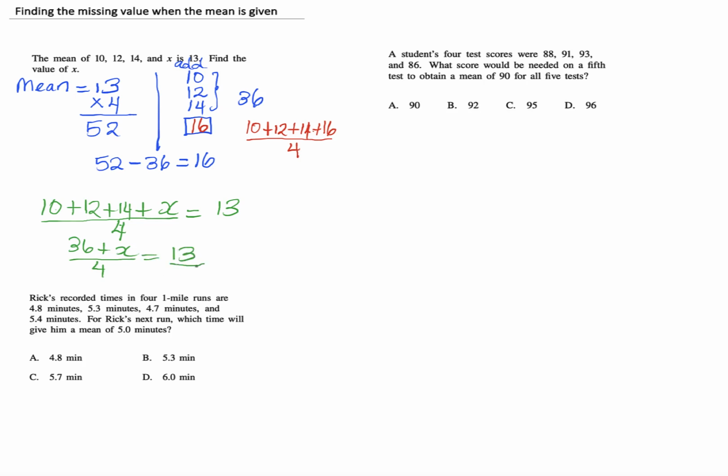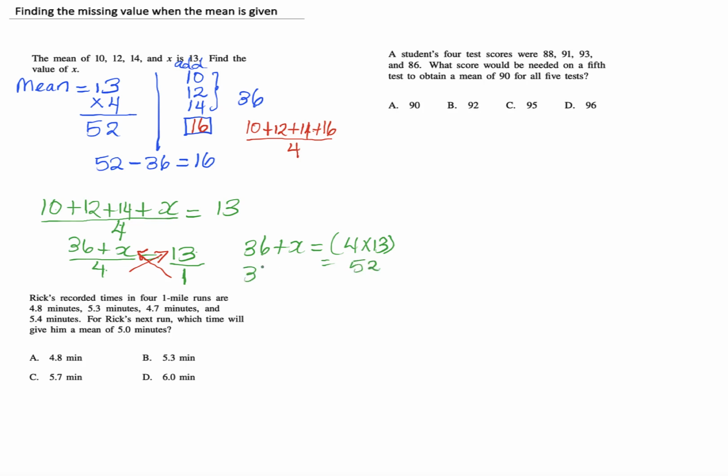Now I'm going to put the 13 over 1, and if you ever watched any of my proportion videos, you would know that when you have two ratios equaling each other, you can cross multiply. So we're going to cross multiply. 1 times 36 plus x will still give us 36 plus x. Now when you multiply 4 times 13, that's what gives us 52.